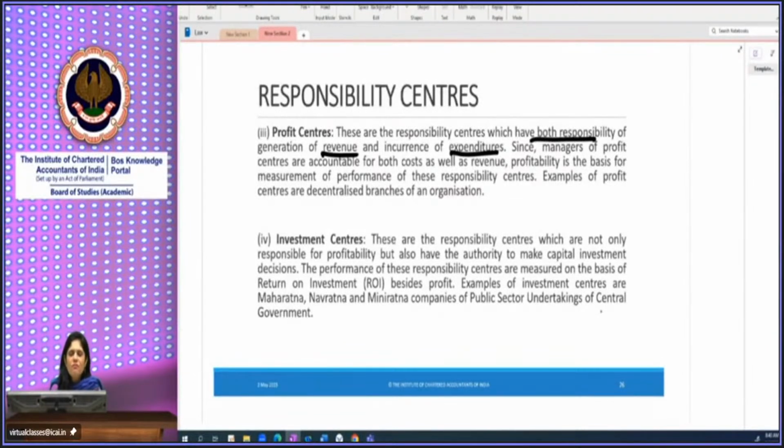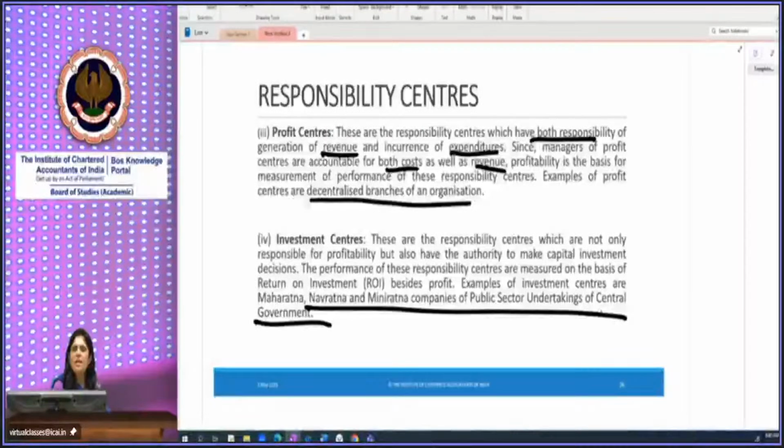Since managers of profit centers are accountable for both cost and revenue, profitability is the basis for measurement of performance. So every branch manager will be answerable for their performance in terms of how much profit their branch has generated. All right. So examples are decentralized branches of the organization. Investment centers, very good example: the public sector undertakings of central government. See, branches generally don't make the investments. Branches are just responsible for generating profit, but only the head office makes the investments.